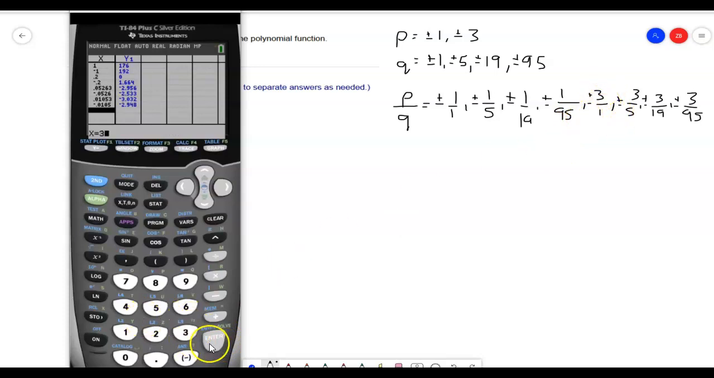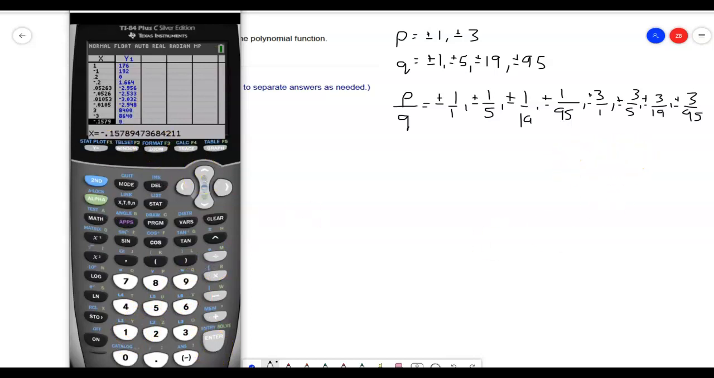I have a 3, because 3 over 1 is 3. Nope. I have a negative 3. No, I was hoping for one of those. I have a 3/5. Now I have a negative 3/5. Now I have a 3/19, and a negative 3/19. Hey, there's my other one.